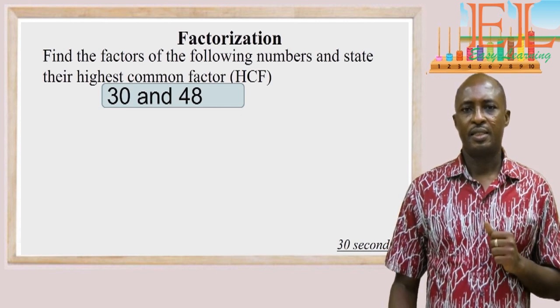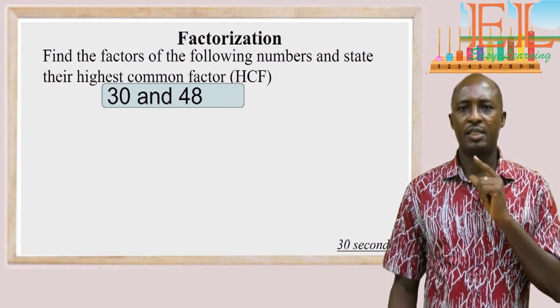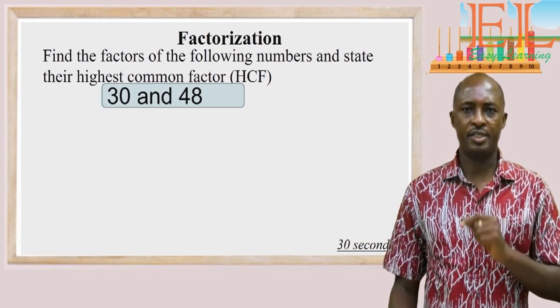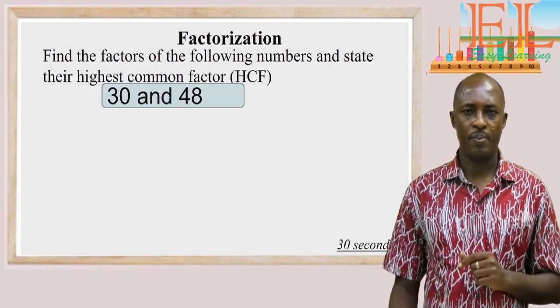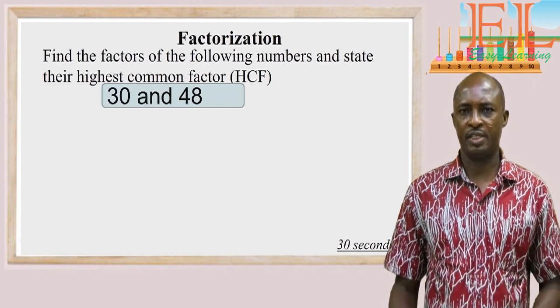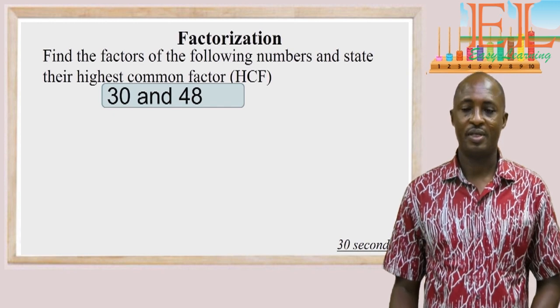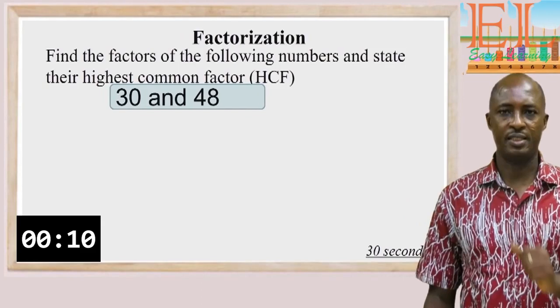Let's start this way. Find the factors of 30 and 48, and then find the highest common factor. This you should do in 10 seconds.